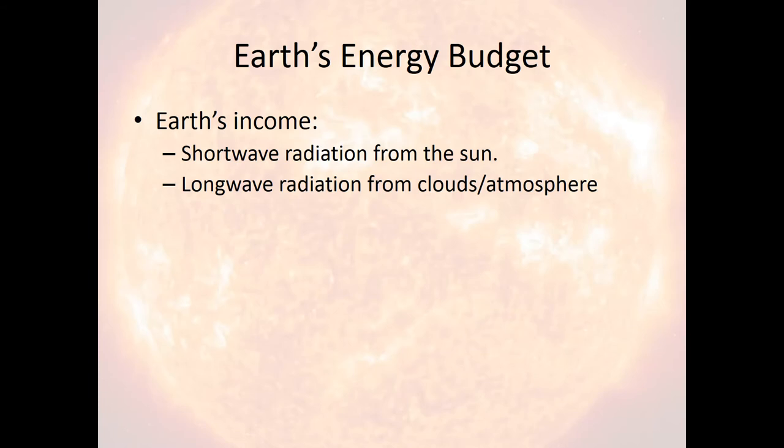So Earth has two sources of income. Its primary source is shortwave radiation from the sun, the stuff that's not reflected. However, that shortwave radiation also gets absorbed and emitted by other objects on Earth, such as clouds and gases in our atmosphere, and these emit radiation as well. Remember Oprah, everything emits radiation. So these different wavelengths of radiation can also be considered income. They're emitted by clouds or the atmosphere, and they also reach the surface of the Earth.